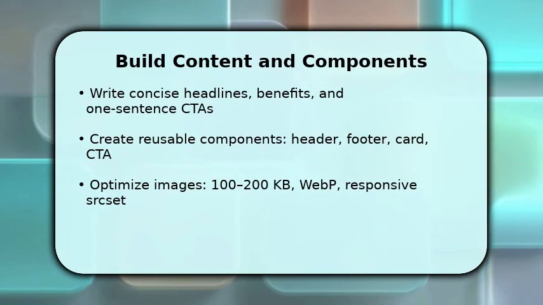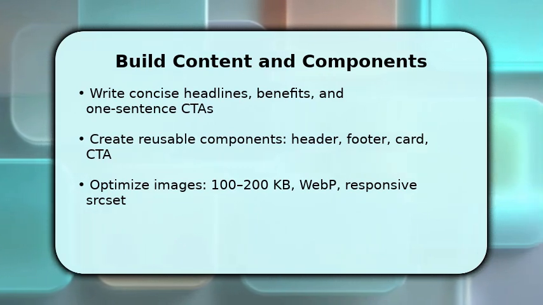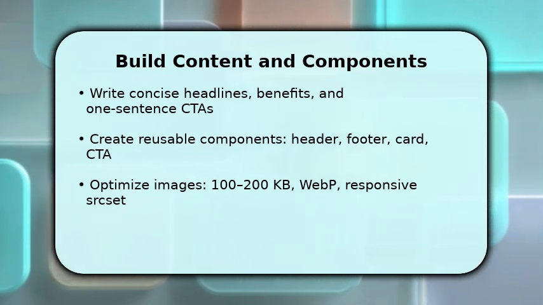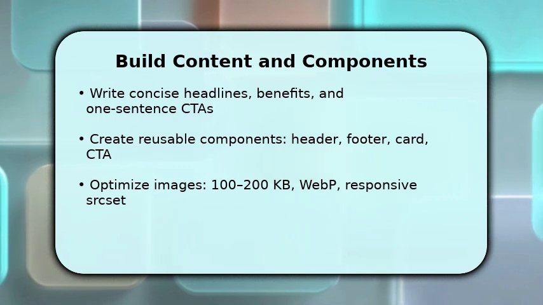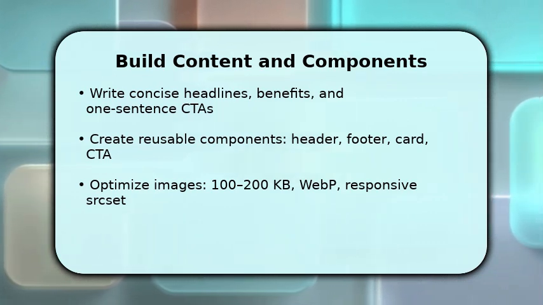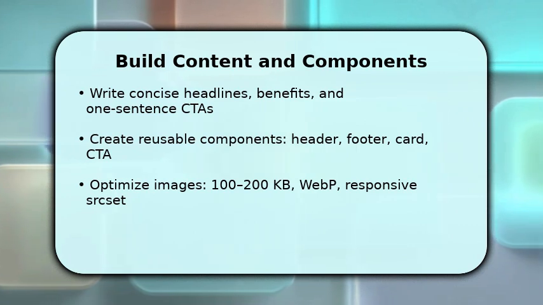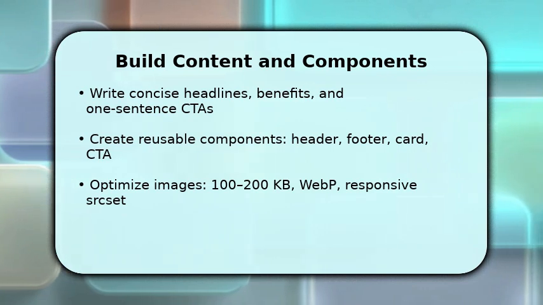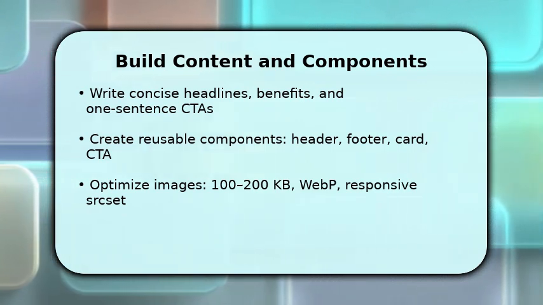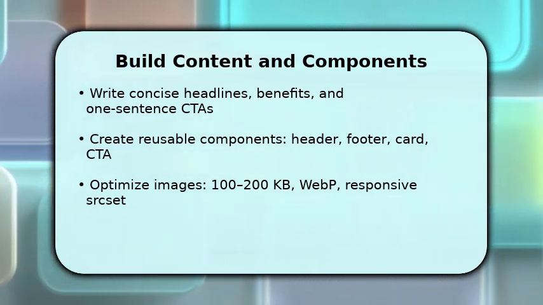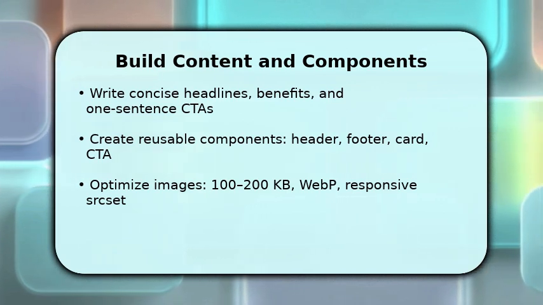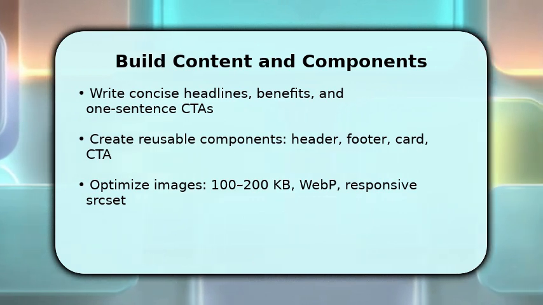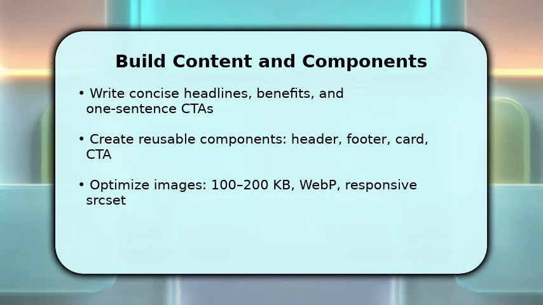You now assemble content and components in parallel. Draft headlines and benefit bullets that speak to the single conversion you set earlier, and make CTA copy obvious. Simultaneously build reusable components: header, footer, cards, so changes propagate quickly. Once done, integrate responsive images optimized for 100-200 KB and provide srcset to serve appropriate sizes. Also wire accessible forms and semantic HTML to improve SEO and usability. This modular approach speeds iterations and keeps the site consistent.